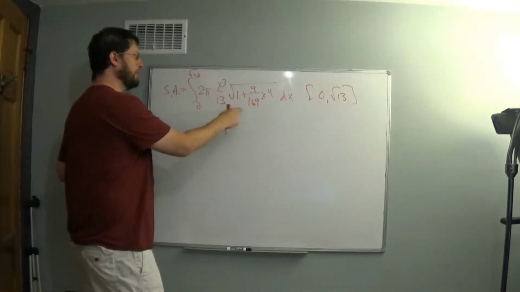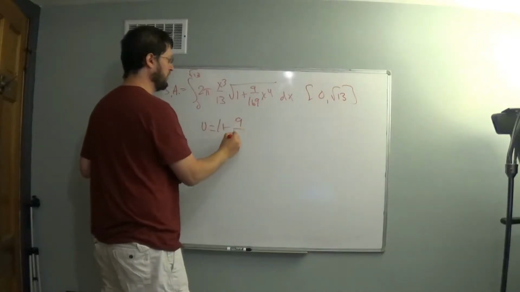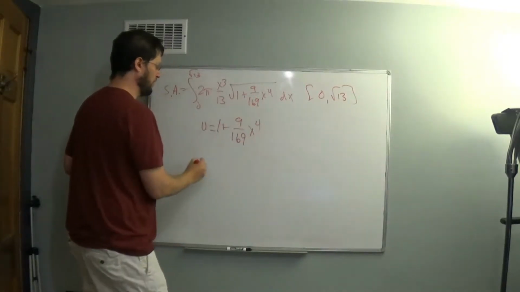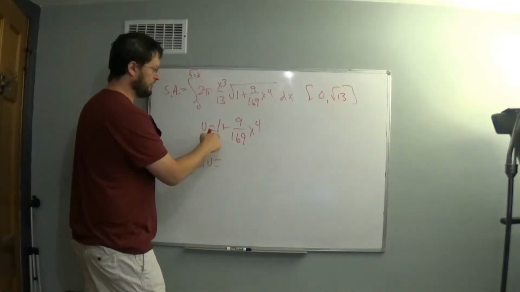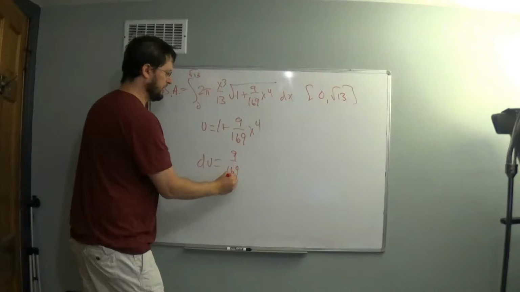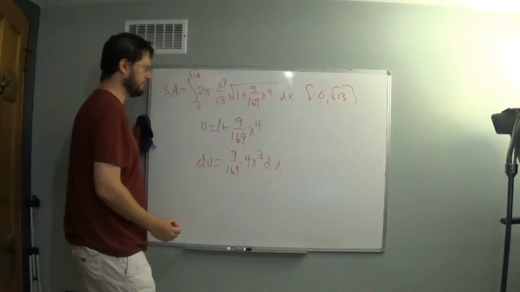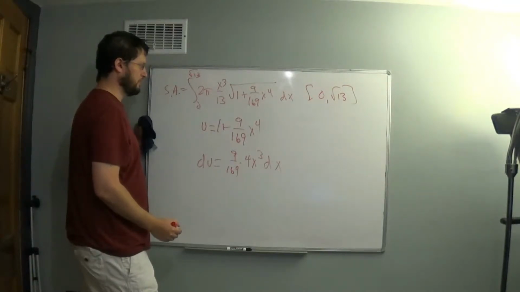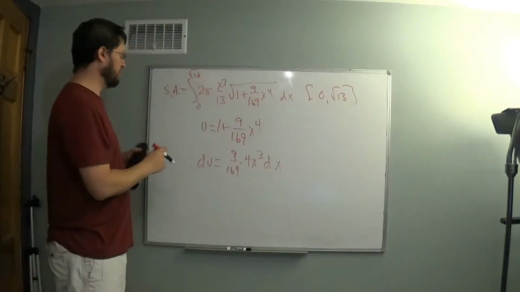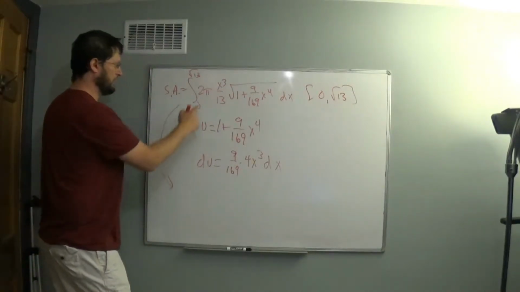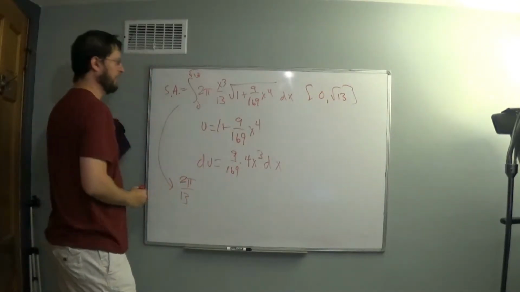If I let u equal the inside, 1 plus 9 over 169 x to the 4th, then du will be, the 1 goes away, 9 over 169 is a constant, then multiplied by 4x cubed. The nice thing about this is I have x cubed and I have x cubed. So here's what we're going to do. We're going to take this 2 pi and this 13 all the way outside of the integral.